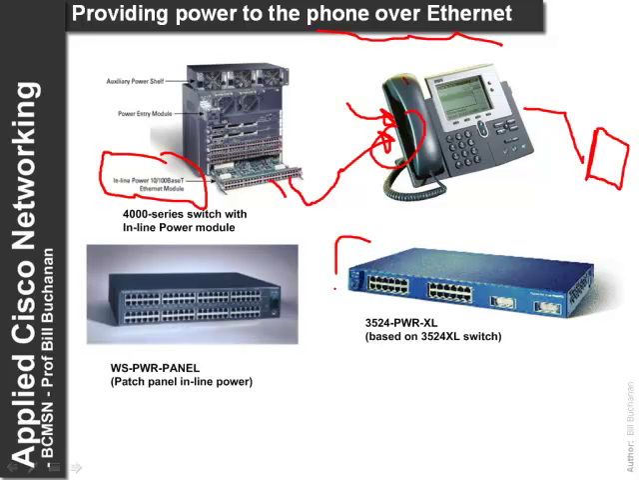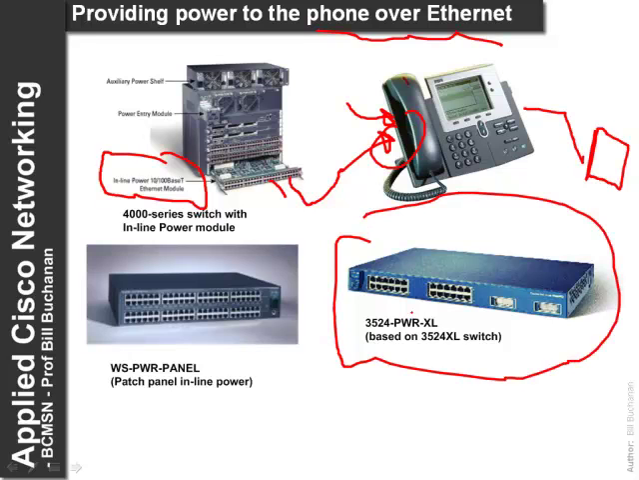We can also buy a switch which has integral power. This is the 3524 power switch. Each of these ports has electrical power, and we can also do it from the patch panel when an electrical supply is supplied to the panel and the power is added to each of the Ethernet connections.